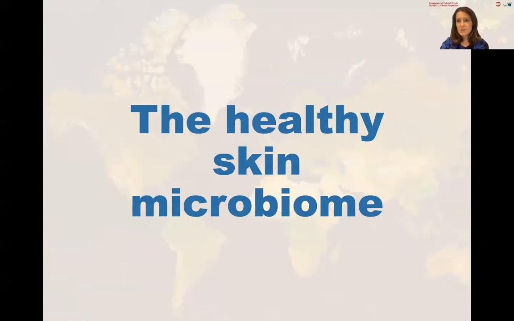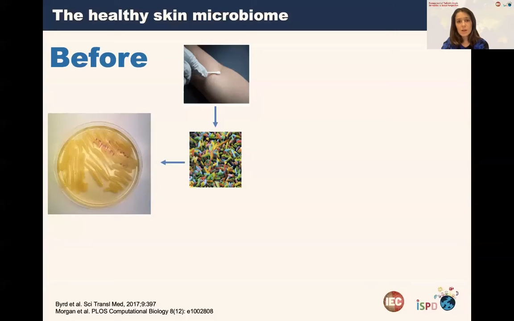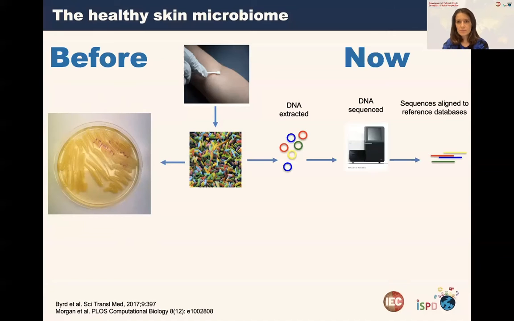So to start with, the healthy skin microbiome. Firstly, the methods that we use to detect the skin microbiome have really advanced over the last 10 to 20 years. Previously, the only way that we could look at this was through trying to grow bacteria in the laboratory. And in the case of Staph aureus, for example, shown here, this is quite straightforward, but for the vast majority of microorganisms living on the skin, this is impossible, and these were previously undetectable.